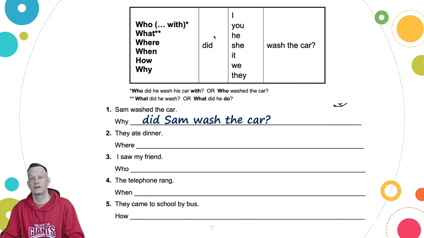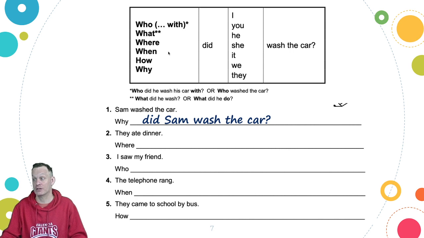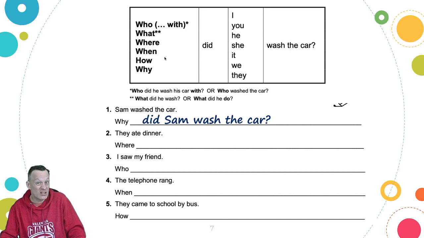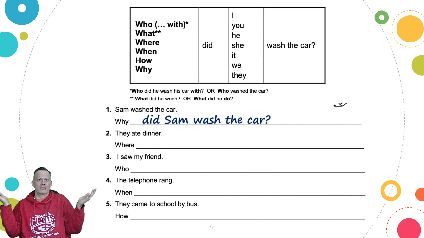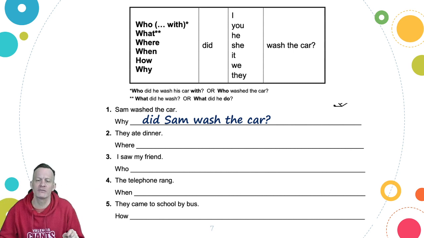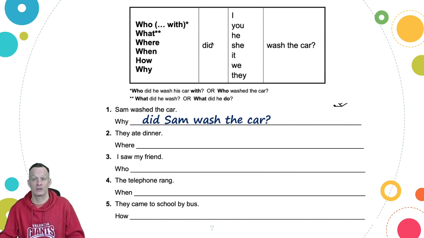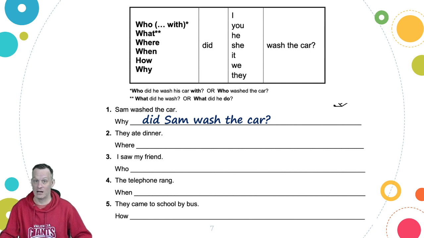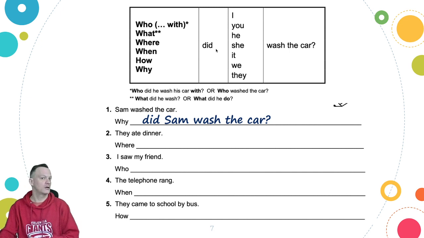So who did you wash the car with? What did he wash the car with? Where did he wash the car? When did she wash the car? How did we wash the car? And why did they wash the car? There is no difference in auxiliary verbs. Did is the same for everyone. I did, you did, he did, she did, we did, they did. All of it's the same. Where did she, did he, did we, did they, did I, did you. No change.